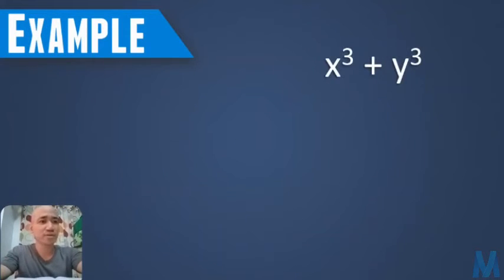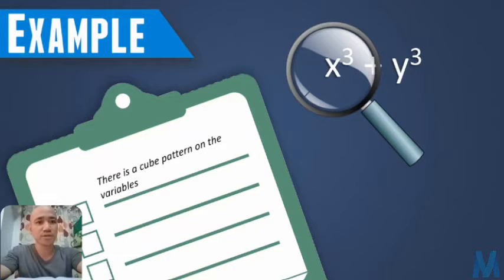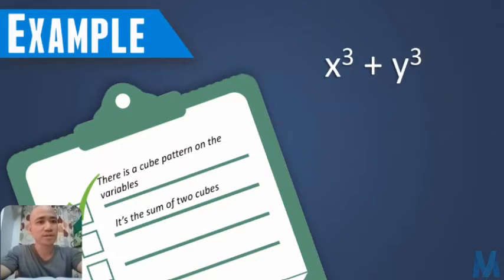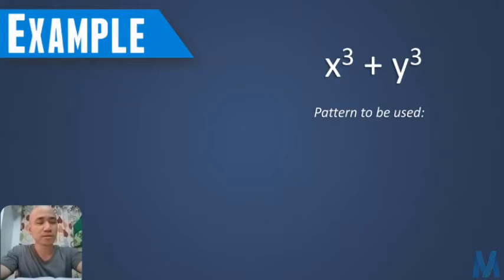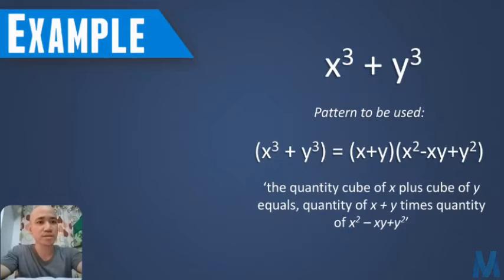Okay na? So nakita yun na ang diferensya sa duwa ka klase sang cube pattern. For example, we have x cubed plus y cubed. Okay, there's a cube pattern on the variables. Check. So ang x cubed naton kag ang y cubed are cubes. Then it's the sum of two cubes. Sum siya kaya ang gamit naton nga operation is plus. Okay? Ang pattern natin nga gamiton, if it's the sum of two cubes, amo sini. So you have x cubed plus y cubed is equal to quantity of x plus y times quantity x squared minus xy plus y squared.